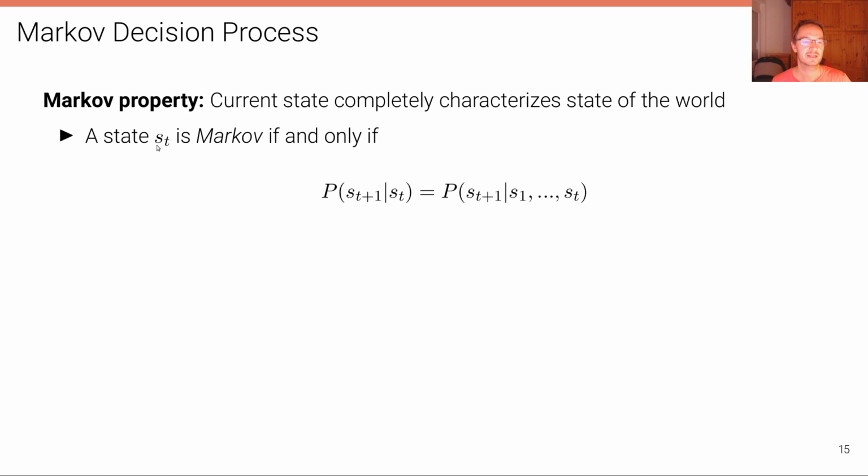So what this means is that a state S_t is Markov if and only if P of S_{t+1} given S_t equals P of S_{t+1} given S_1 to S_t. In other words, the next state depends only on the current state. And if the current state is given, all the states that come before don't matter anymore. This is the Markov property. And you may be familiar with this already through, for example, hidden Markov models or the Kalman filter, etc.